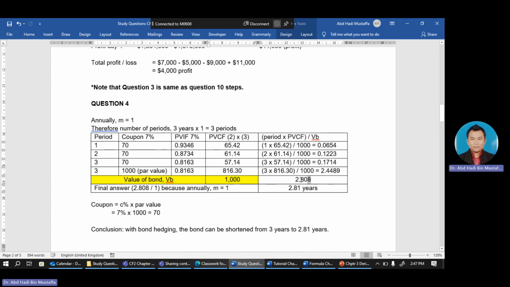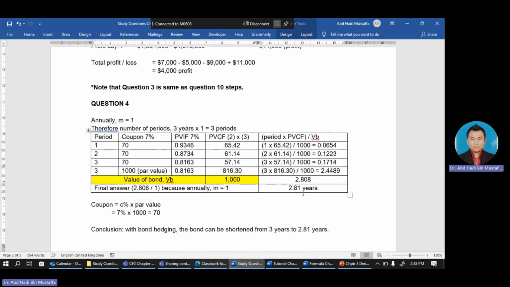So how do you get 2.808? You sum up these values, add everything, so you will get 2.808. And then don't forget to divide by 1, because it's annually. So you will get 2.808 divided by 1, which is 2.81. That is the annual case. Annually is no problem, it is straightforward.